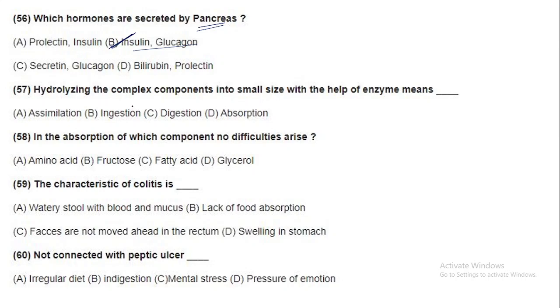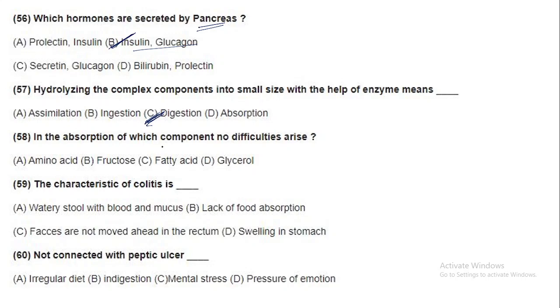Hydrolyzing the complex components into small size with the help of enzymes means digestion. Ingestion is intake of food. Assimilation is finally taking the completely digested foods to their targets. Absorption is taking in of the digested food. So, hydrolyzing and all that is a chemical breakdown, which is nothing but digestion.